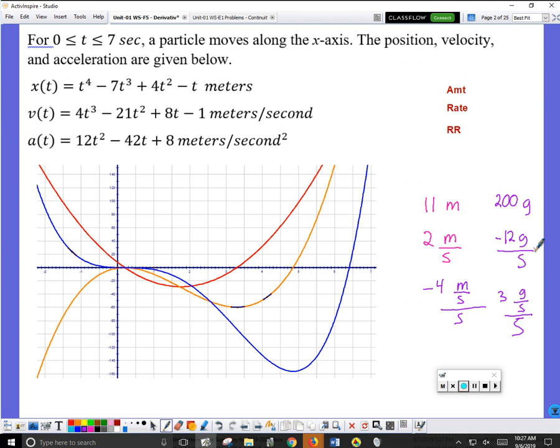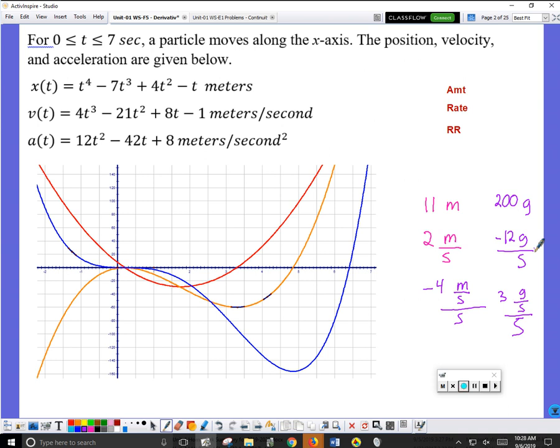Aisley? Negative 3. So Aisley votes negative 3. How many vote with her? That says every time a second goes by, this rate will change by 3. So the rate's currently negative 12. 1 second from now, the rate will be negative 9. That's what it means by amount, rate, and rate of the rate. Okay, so if that was negative, it would get faster, get more negative. Mm-hmm.